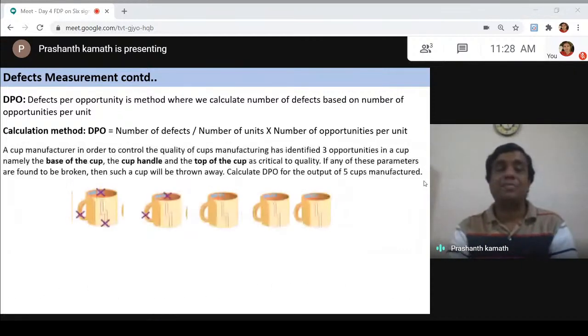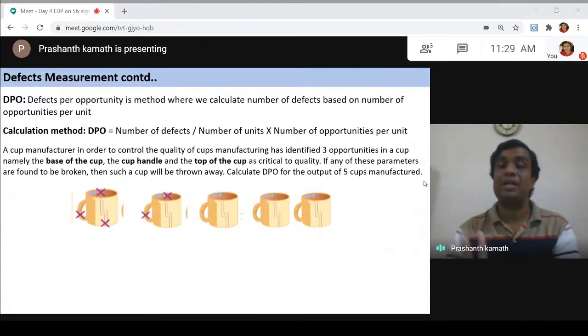You will be able to understand what I'm trying to say. Again, the cup example comes back, where a cup manufacturer, in order to control the quality of cups manufacturing, has identified three opportunities in a cup, namely base of the cup, cup handle, and top of the cup as critical to quality. So there is a quality controller who has said at no point in time the base, the handle, and top of the cup should be damaged. It should be perfectly as per specification, as per design. If any of these parameters are found to be broken, then such a cup will be thrown away. Basically, it's a waste. We cannot sell it.